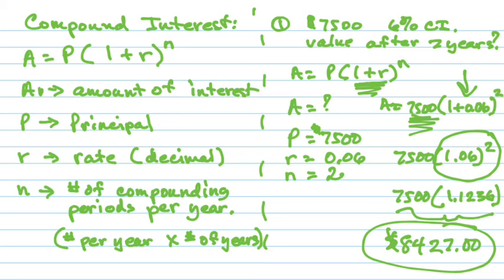Is it good? What if I wanted to know how much interest I earned on that? How can I find that? This is the total amount I get at the end. How much did I put in? So the amount of interest I earned is simply the difference between those two. Yeah? So that number minus the principal would tell you how much interest you have.